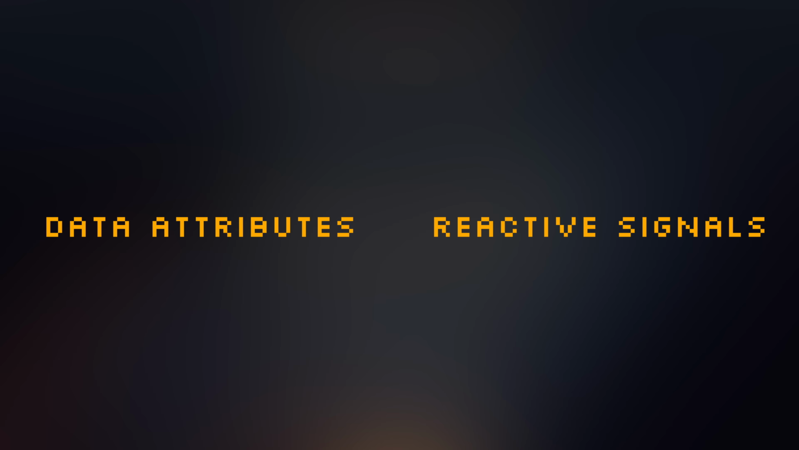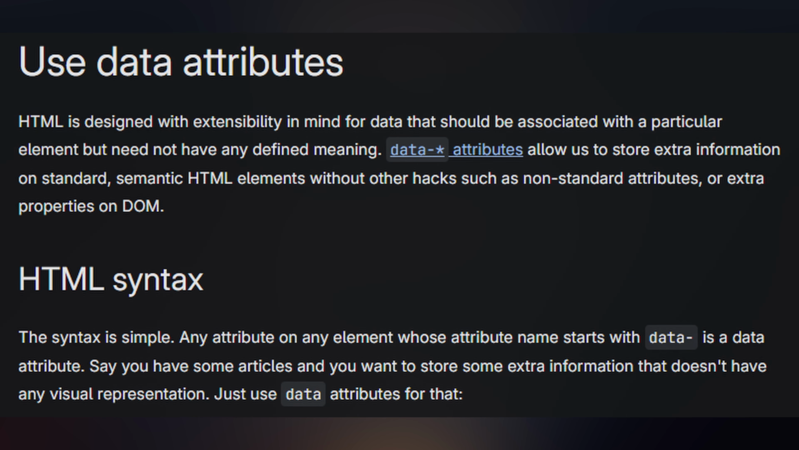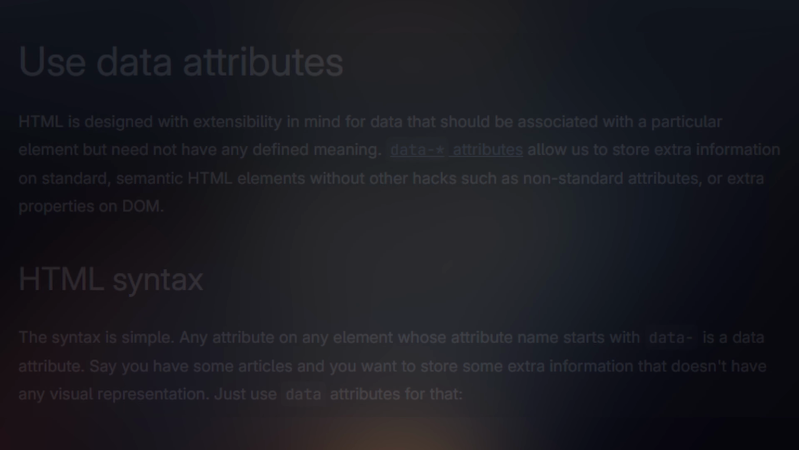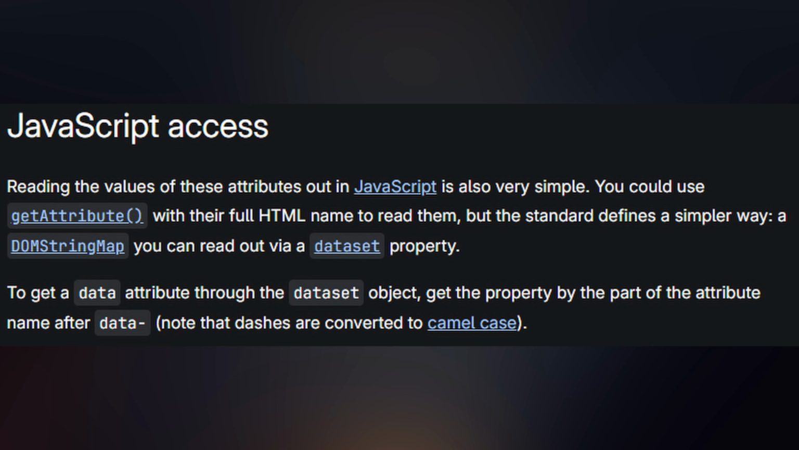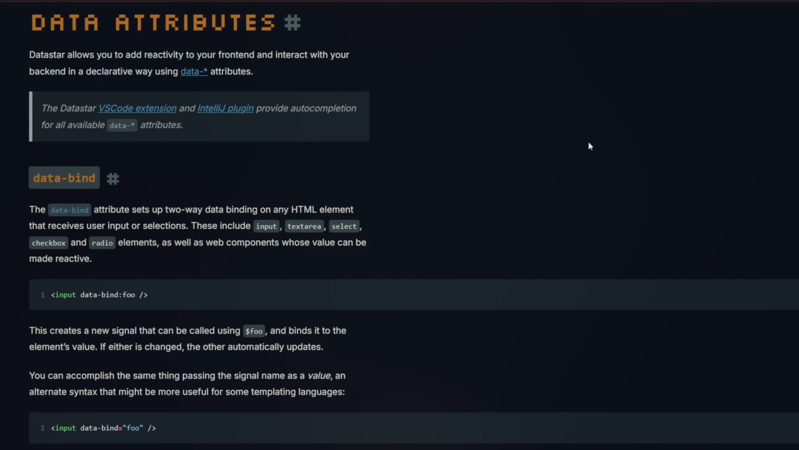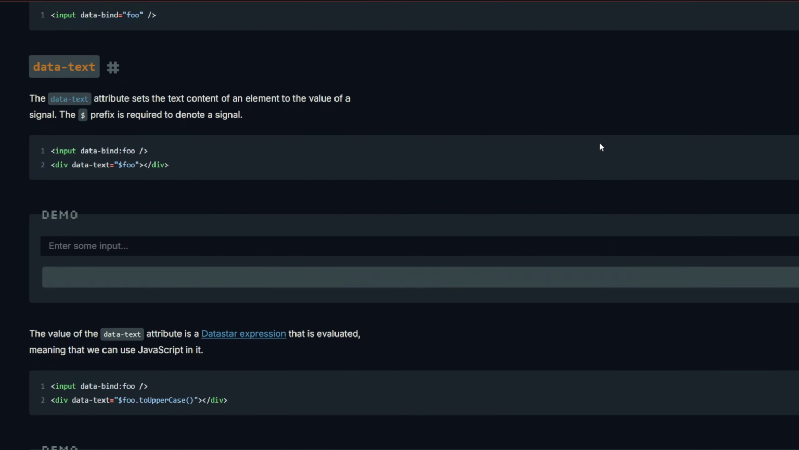The front-end part consists of basically two things: data attributes and reactive signals. Data attributes are custom attributes you can add to HTML elements to store extra information directly in your markup. They're built into HTML and accessible through JavaScript. Datastar uses data attributes to add reactivity to your front end declaratively. There's a bunch of different data attributes you can use, and we'll go over all of them soon.